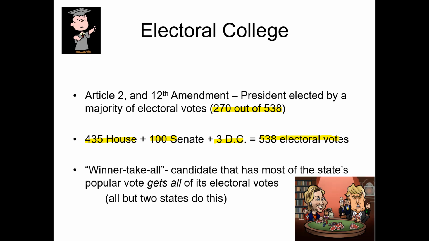Every state in the United States, except for 2 states, has this winner-take-all technique where whoever gets the plurality of the popular vote within that state is going to get all of the electoral votes. They're all going to go into that pot for that particular candidate. States decided to do this over the years because it gives each state a little bit more power as far as the influence they can have on the presidential election.